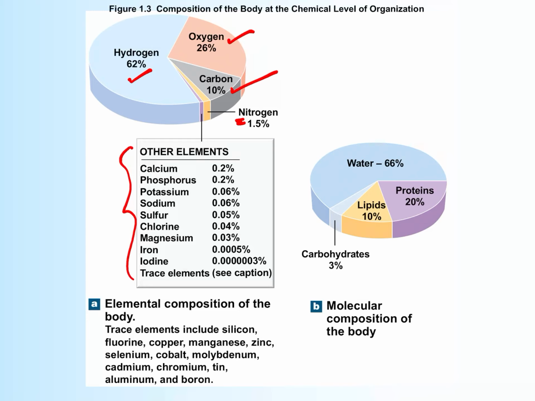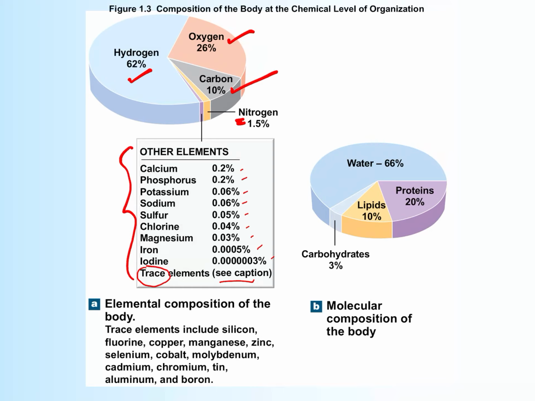So there are calcium, phosphorus. You can see all this stuff, right? Sodium, sulfur, chlorine, magnesium, iron, iodine. And then there's something called trace elements. So trace elements are very, very important. However, the word trace means that we only need them in very, very, very small amounts. We need them. We can't live without them, but we need them in very small amounts.